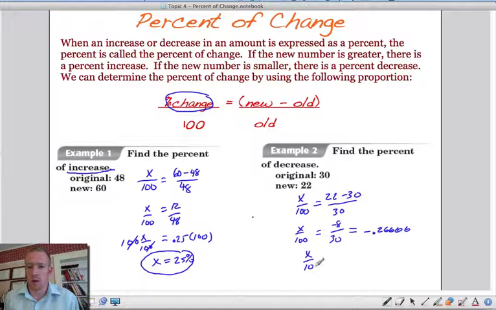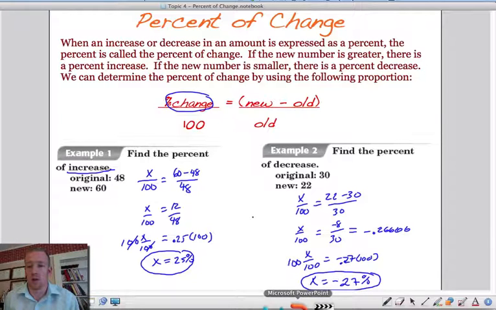So simplify that a little bit. x over 100 equals negative 0.27. I'm going to round it. Multiply both sides by 100 here, and we get x equals 0.27 times 100, which is 27%. And it was a 27% decrease. All right, so you have the negative there.